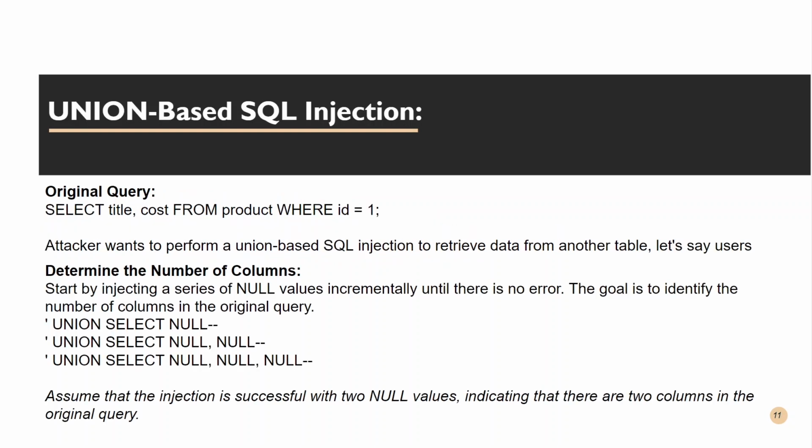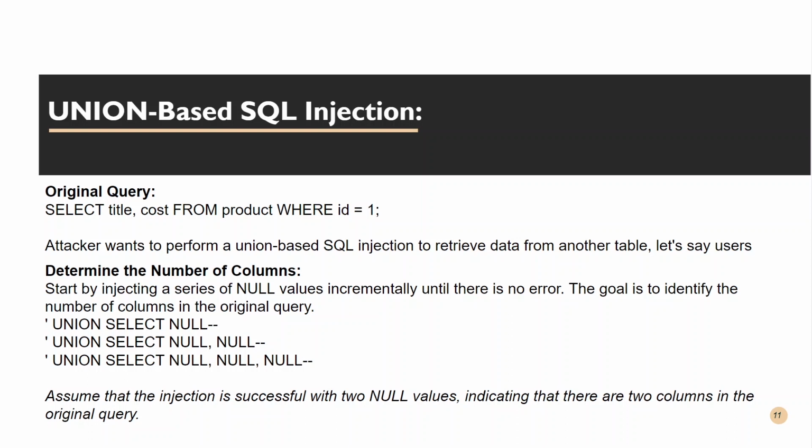So let's take a look at a very basic way of exploiting a union-based SQL injection. Now we have an original query which says SELECT title, cost, which is the title column and the cost column, FROM product WHERE ID = 1. This is a very basic SQL query that is not malicious, just retrieving information like the title and the cost of a product whose ID is 1.